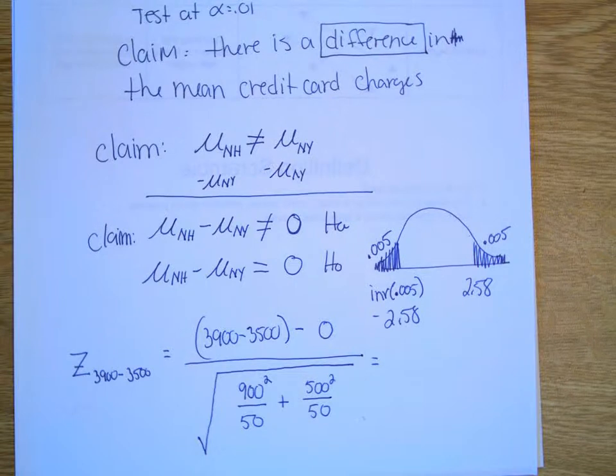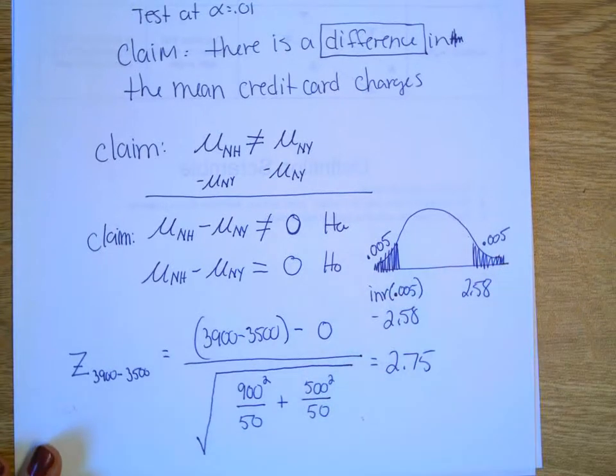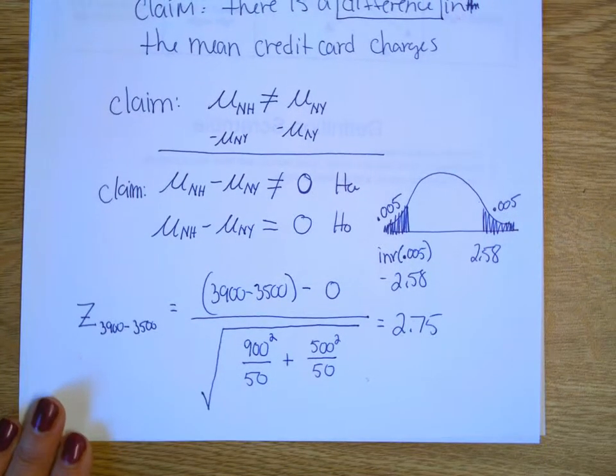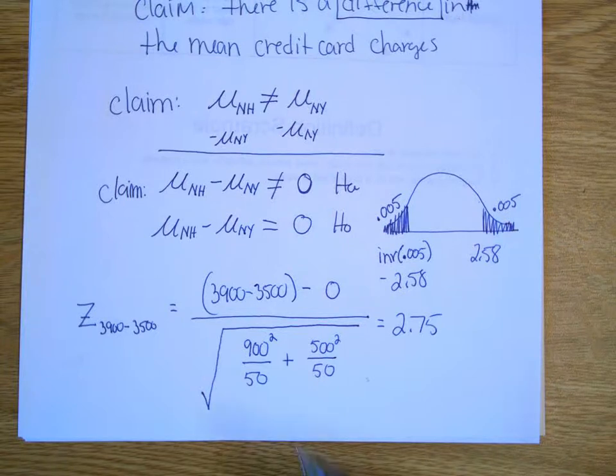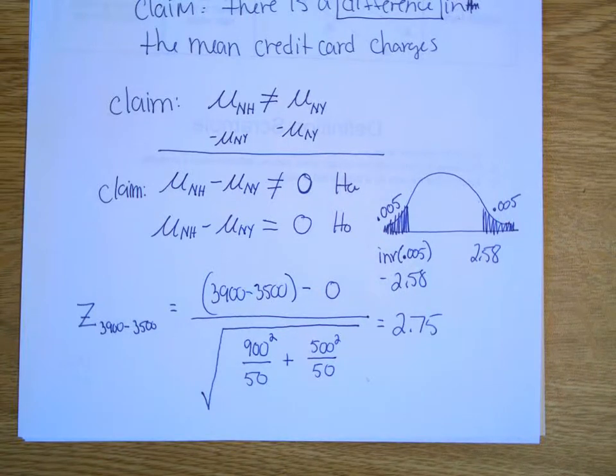I don't know if I got the right answer or not. Let's see, that top's going to be 400. Just going with that. Square root of 900 squared divided by 50 plus 500 squared divided by 50. 2.75. Hey, that's what I got. No extra parentheses needed. So if the z-score for the sample is 2.75, wait, when you say no extra parentheses, oh, I did the 400 here. I just did that in my head, so I didn't use those. I just put 400.